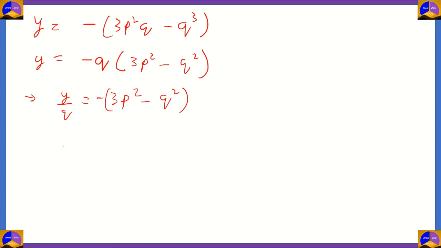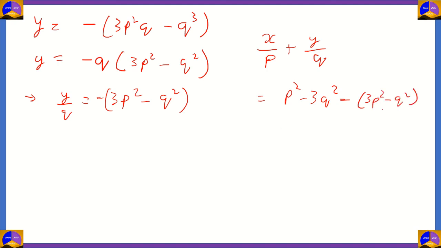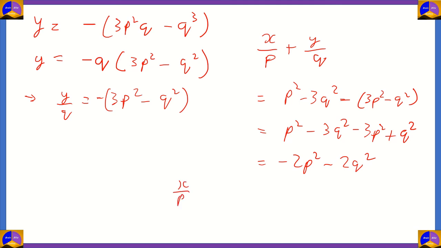So therefore you can write y by q as equal to minus of 3p squared minus q squared. Now we add x by p and y by q. So x by p plus y by q will be equal to p squared minus 3q squared minus of 3p squared minus q squared. We can write that as p squared minus 3q squared minus 3p squared plus q squared. P squared minus 3p squared is minus 2p squared. Minus 3q squared plus q squared will be equal to minus 2q squared. So x by p plus y by q will be equal to minus 2 times p squared plus q squared.